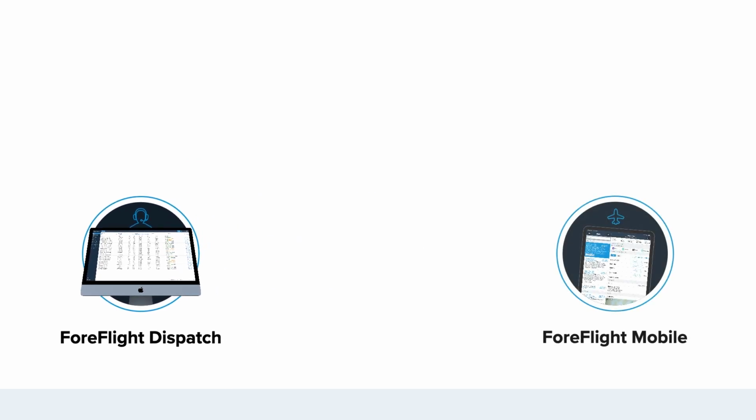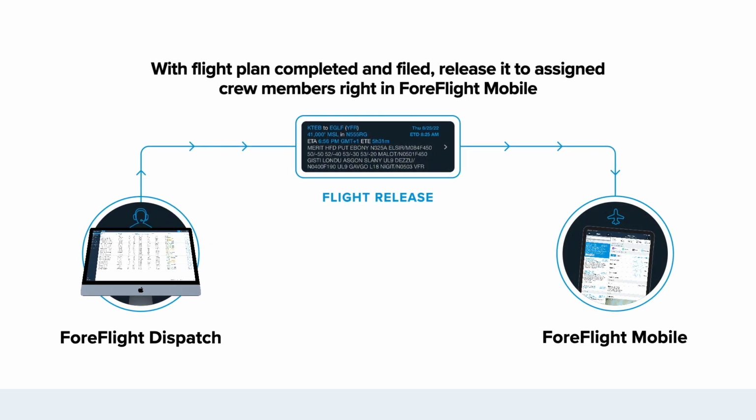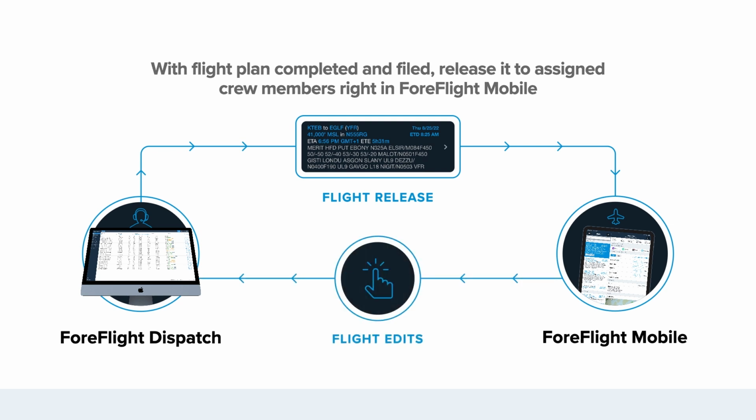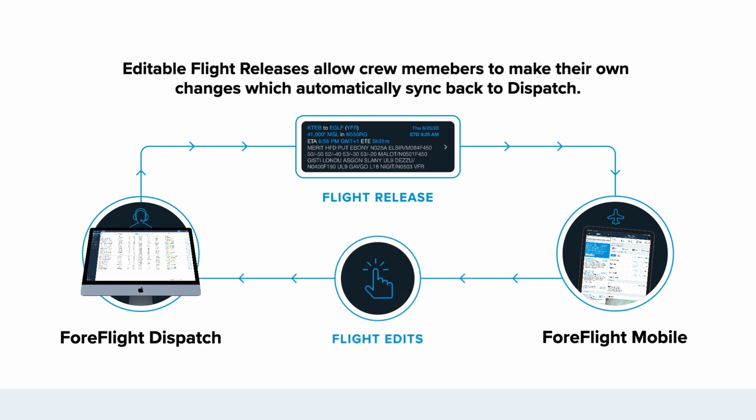Crew members are notified of the flight release and subsequent updates via email. And you can also share the flight with non-crew flight watchers to keep others in the loop as well. Editable flight releases allow crews to finish planning and file flight plans, and read-only flights ensure that dispatchers retain operational control of the flight plan.